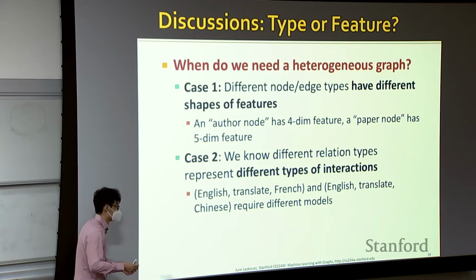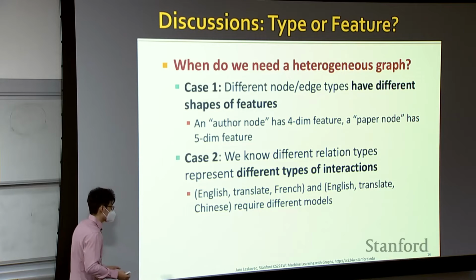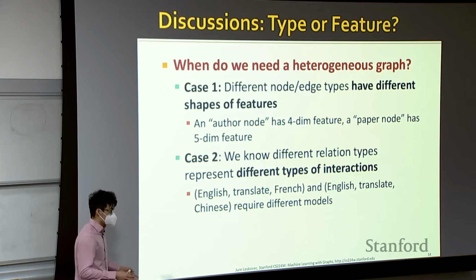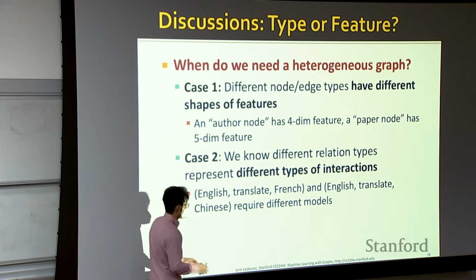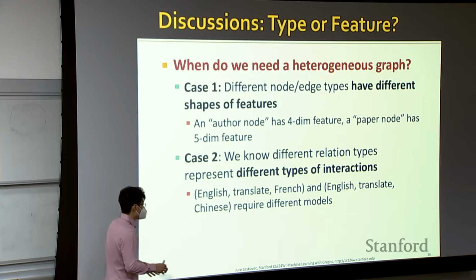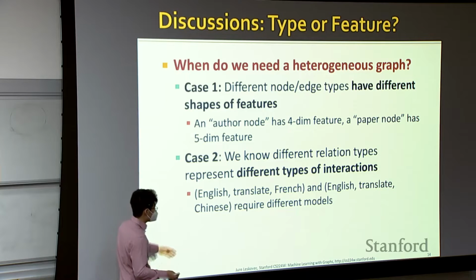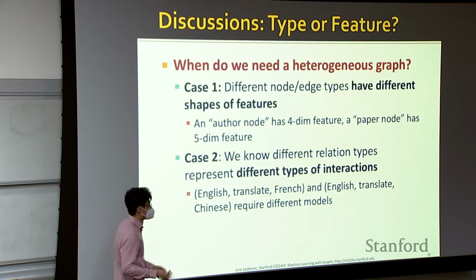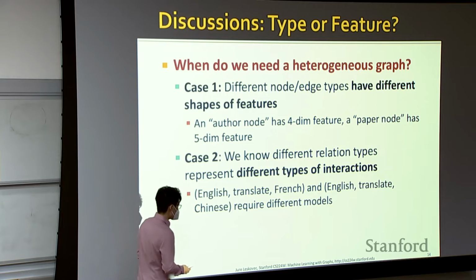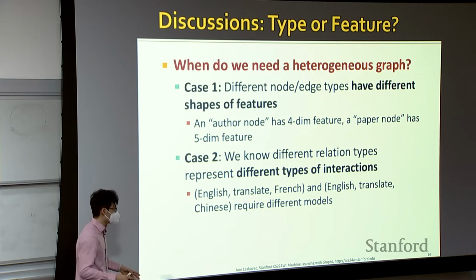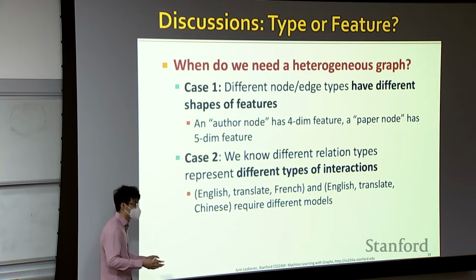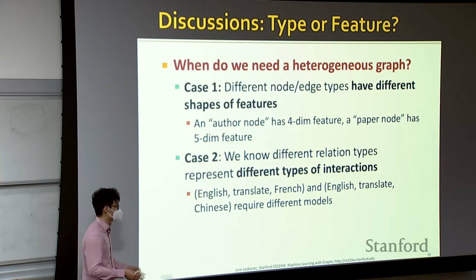And suppose we want to build a model to capture these two types of interactions, then this will require different models. So suppose we just treat this information as feature information, then we will reuse or share the same weights across all the edges. And that is not what we expect. In this particular case, it would be better that we model this information as a type as opposed to as a feature. So these are just some brainstorming ideas showing what you should consider when you decide whether an attribute should be considered as a type or as a feature.